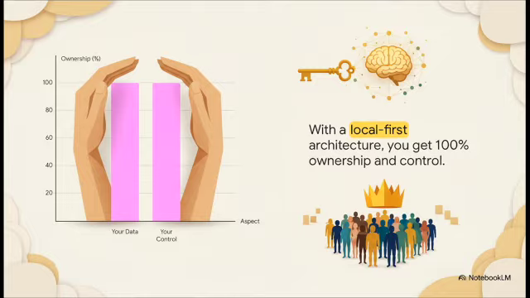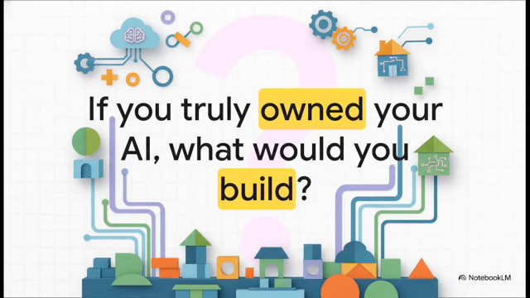A local-first architecture means 100% ownership of your data and 100% control over how your AI operates. No fine print, no compromises. The power shifts from these massive corporations right back to you. And that leaves us with one final, pretty provocative thought. Platforms like OpenClaw are creating a whole new set of building blocks for personal artificial intelligence. So the real question isn't just what it can do today. It's what will you build with it tomorrow when you truly own your AI?